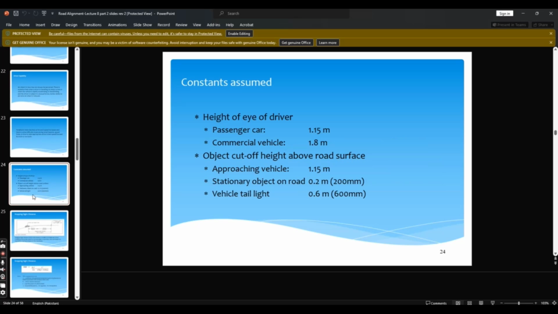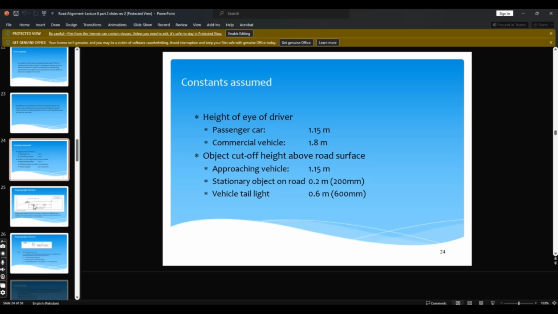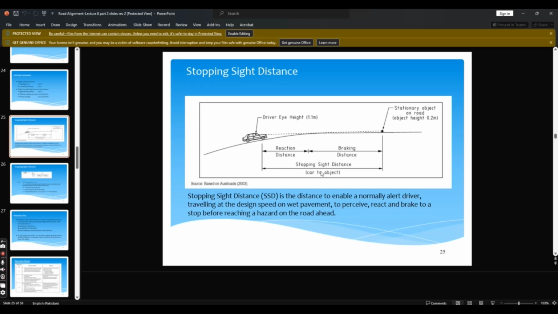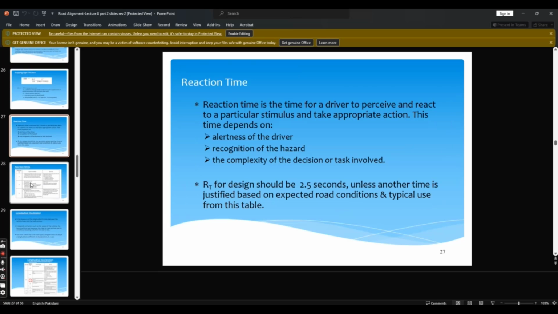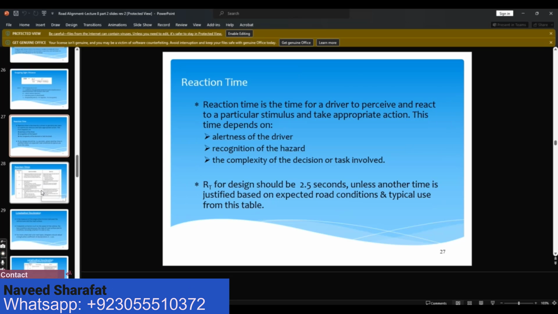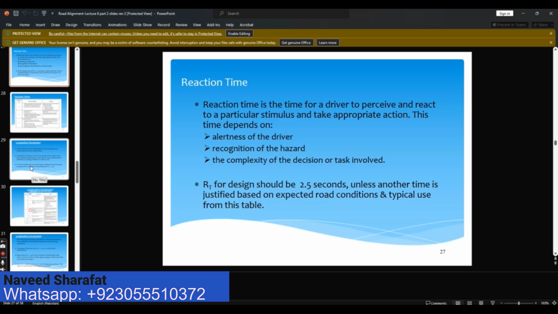What is the driver's capability, and what are the constants which we assume for a passenger car and a commercial vehicle? It is about the height. What will the stopping distance be? You can see here, stopping sight distance is the distance to enable a normally alert driver traveling at the design speed on wet pavement to stop. So reaction time will be calculated after sight distance.